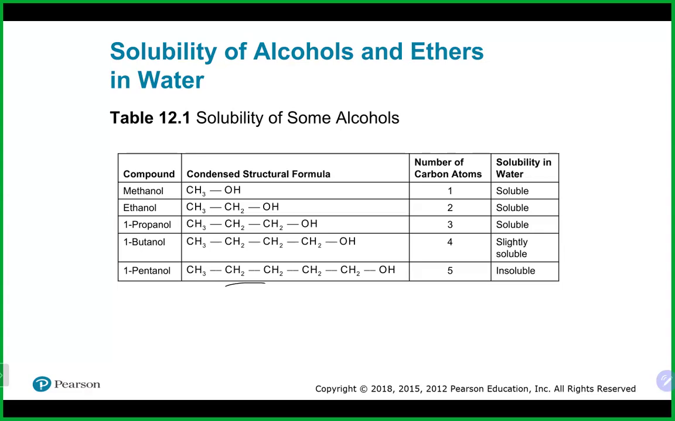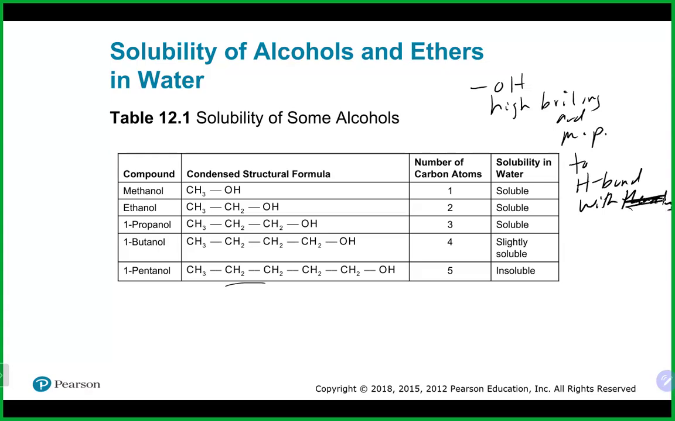In addition, when we talk about alcohols, they pretty much have really high boiling points and melting points. And that is because they are able to hydrogen bond with themselves. Because they can hydrogen bond with themselves, it makes these really strong bonds and takes a lot more energy to break them apart from each other. Thus, that translates to a high boiling point.